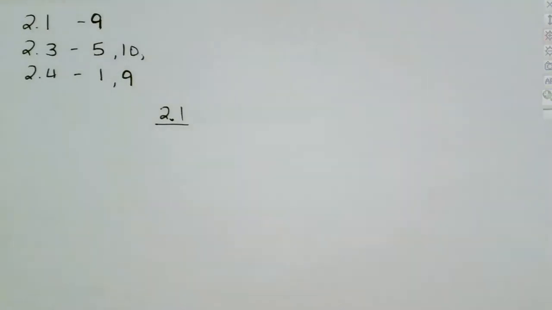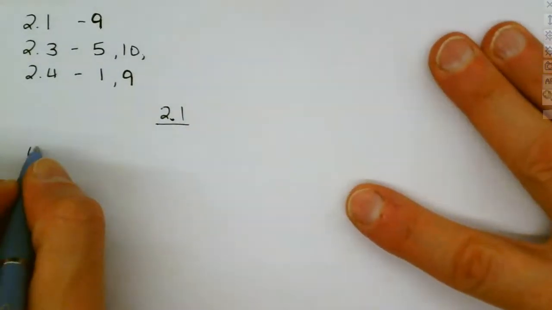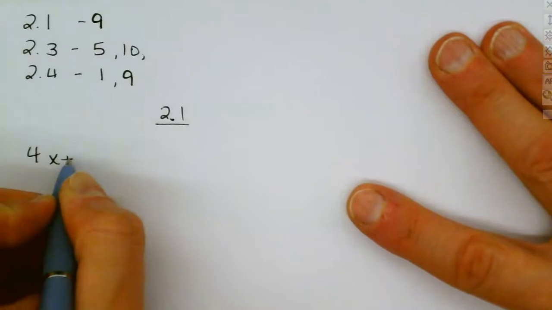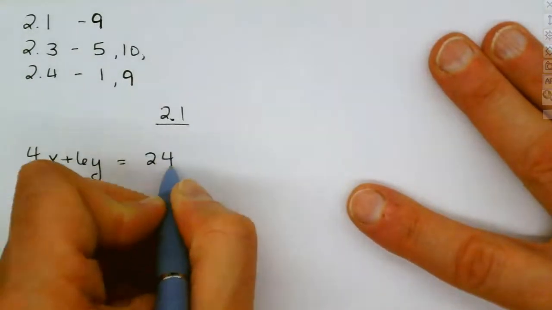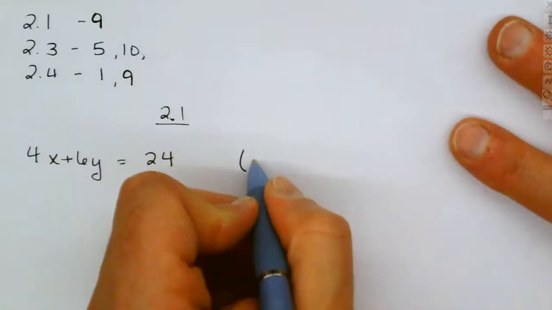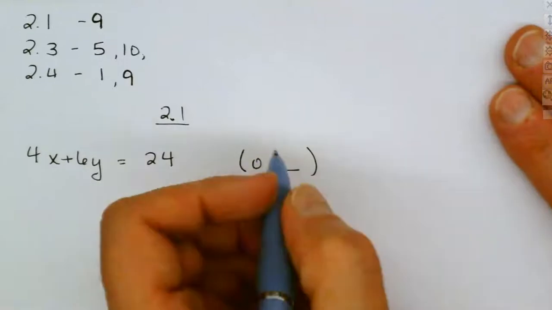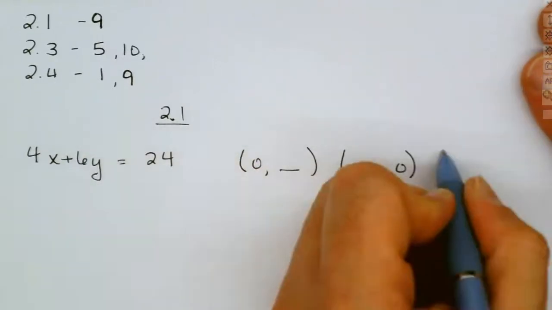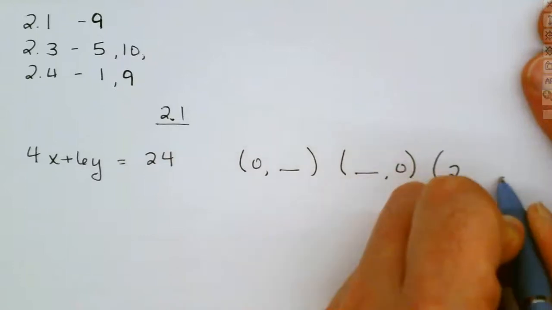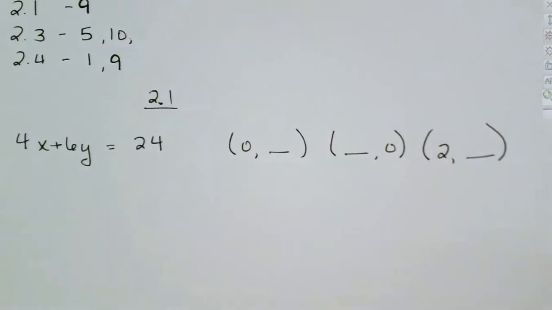On question number 9 in 2.1, we've got an equation, which is 4x plus 6y equals 24. And they want you to graph this equation by completing the ordered pairs. So this is what we want to do. We want to go ahead and complete those ordered pairs.